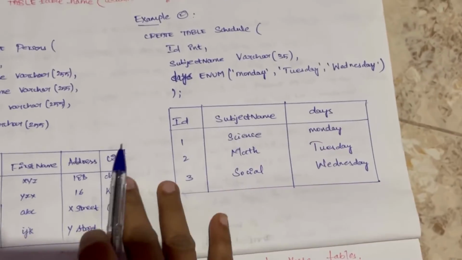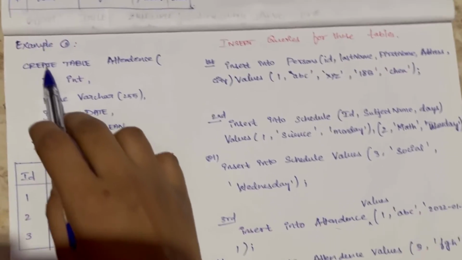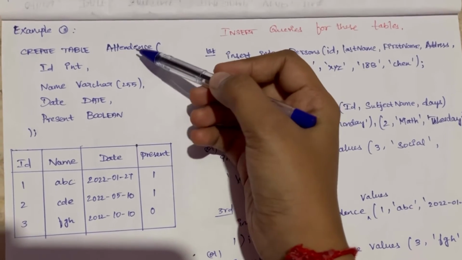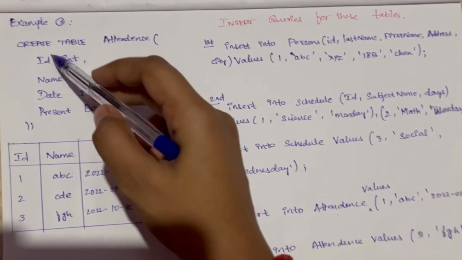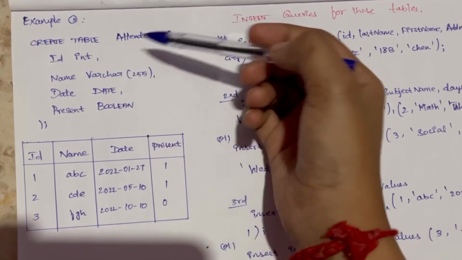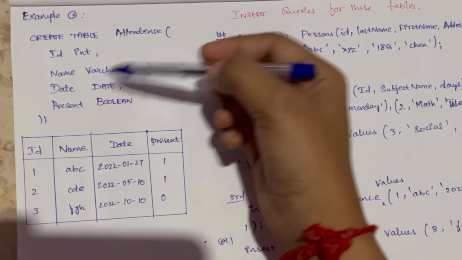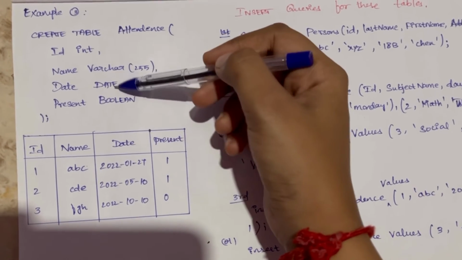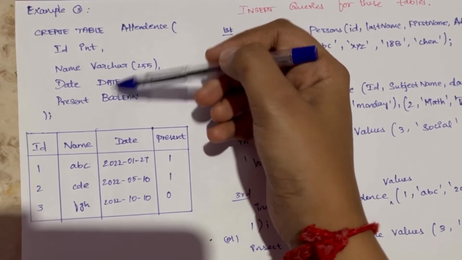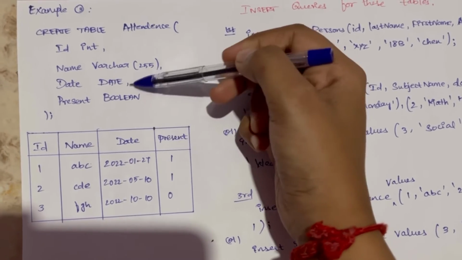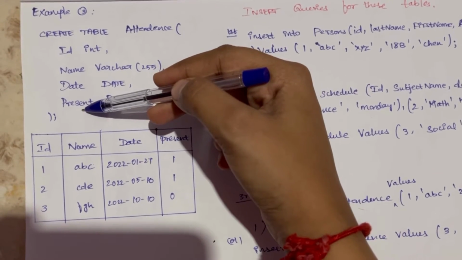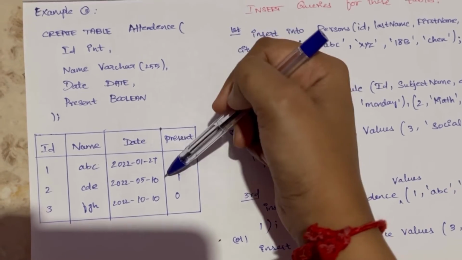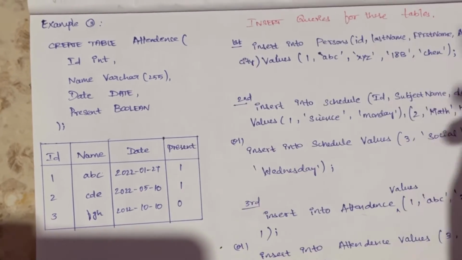Okay, so next we'll see create table attendance. So here we are creating a table called attendance, and it has id column, name column, date column. Okay, so date column, that is date is the name of the column. Okay, and its data type is also date, so it will be storing date. Okay, and next one is boolean. So boolean, we know it will store either 0 or 1. So this is how the table structure will be.